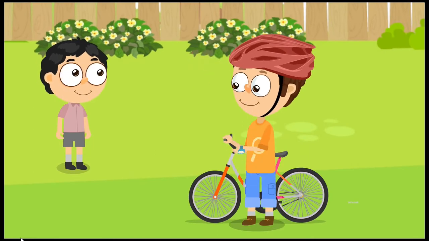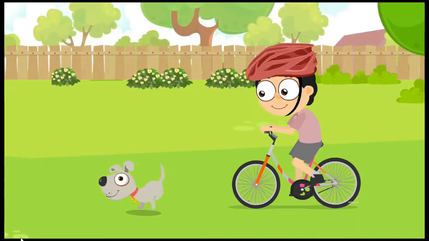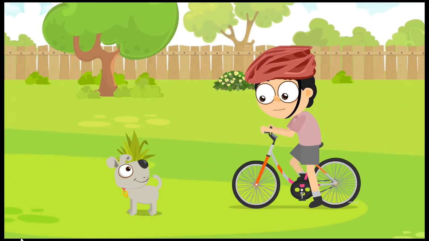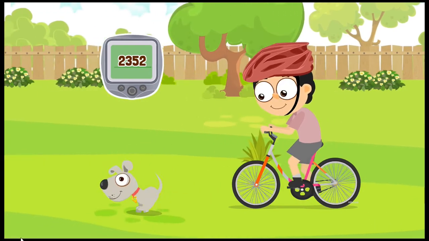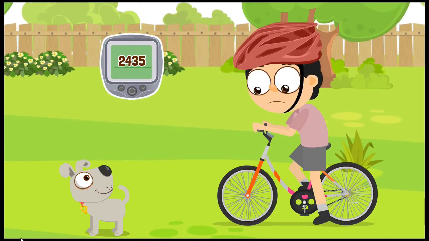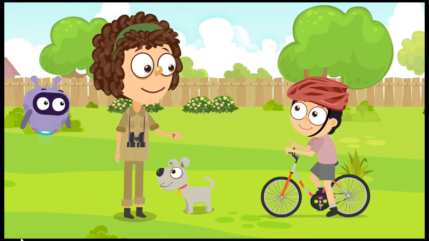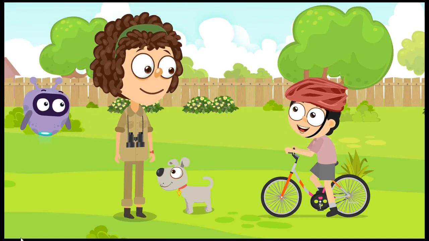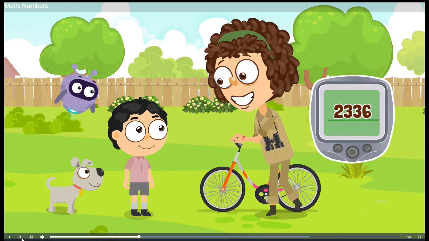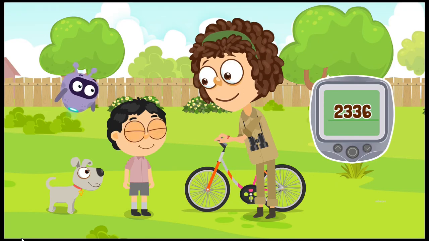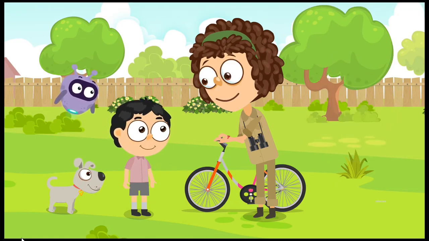You can ride my bicycle. Thanks. It's fun. What's happening? The digits are changing. Tired? I don't understand how the digits are changing. As you ride, it moves and shows the distance traveled. Is it like adding 1 to the number?